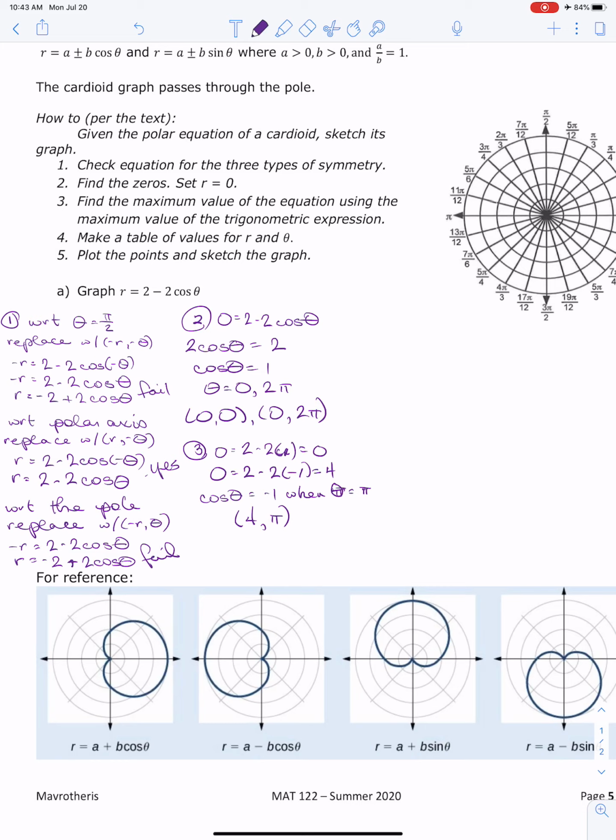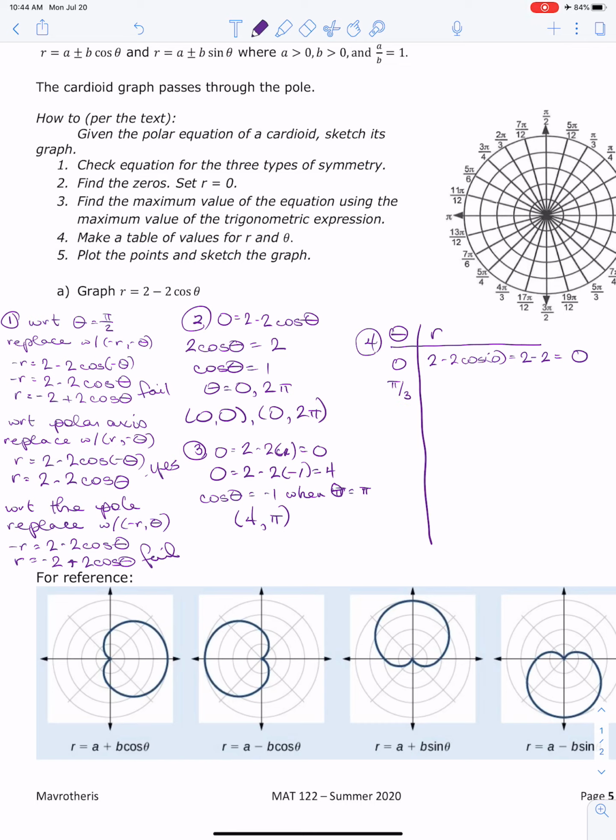Okay? And so now I'm going to make a table. And because I like being able to show the work, I tend to make them this way. So we plugged in 0. We already know we get 0, but I can write that out. 2 minus 2 times the cosine of 0, which is 2 minus 2 times 1, which is 0. I'm going to pick the values that are a little easier to work with.